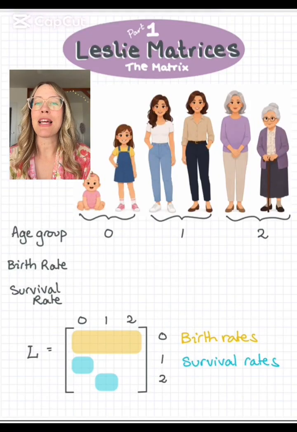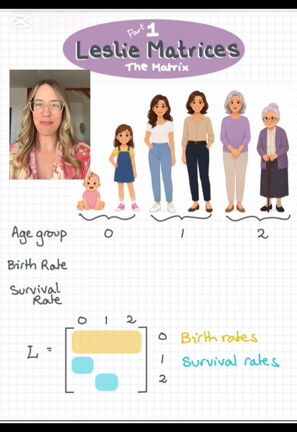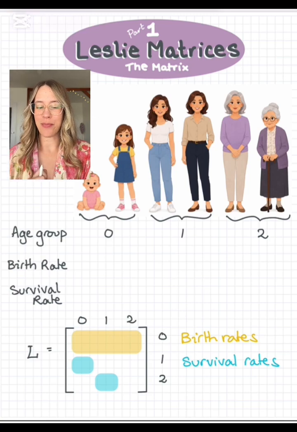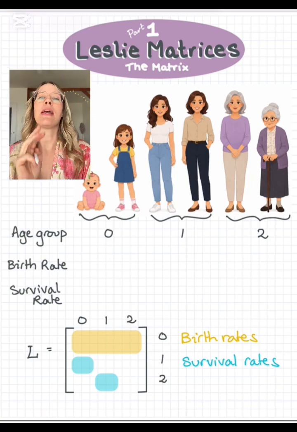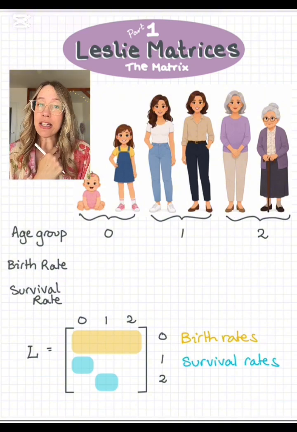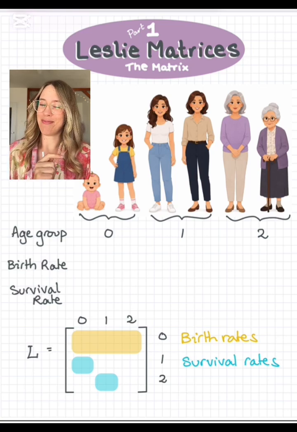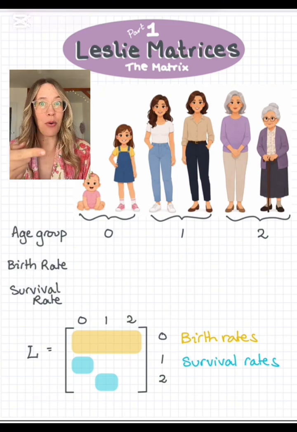Let's model population together using matrices. This is an introduction to Leslie matrices, part 1. Okay, let's get a population and we're going to split them up into 3 age groups. For each age group, we look at the birth rate or fertility rate and survival rate. How many of them continue on to the next age group?